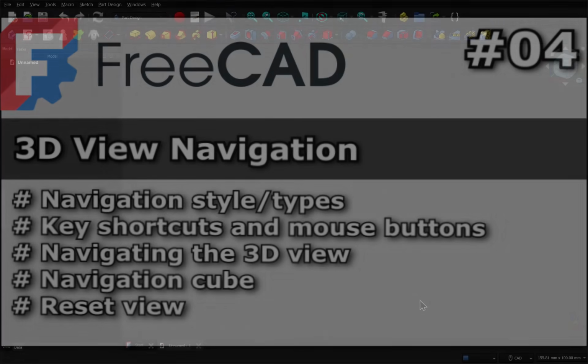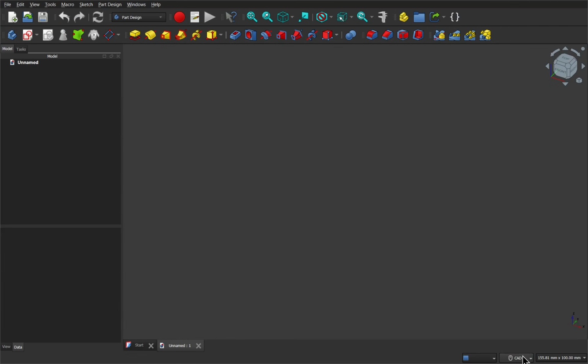To navigate the 3D view, we first need to select a navigation style. And we have a drop down here that we can click to select which one we want. So if you're coming from another CAD package, you can use the same keyboard shortcuts and mouse movements as, say, Blender or Tinkercad. Myself, I use the touchpad control.